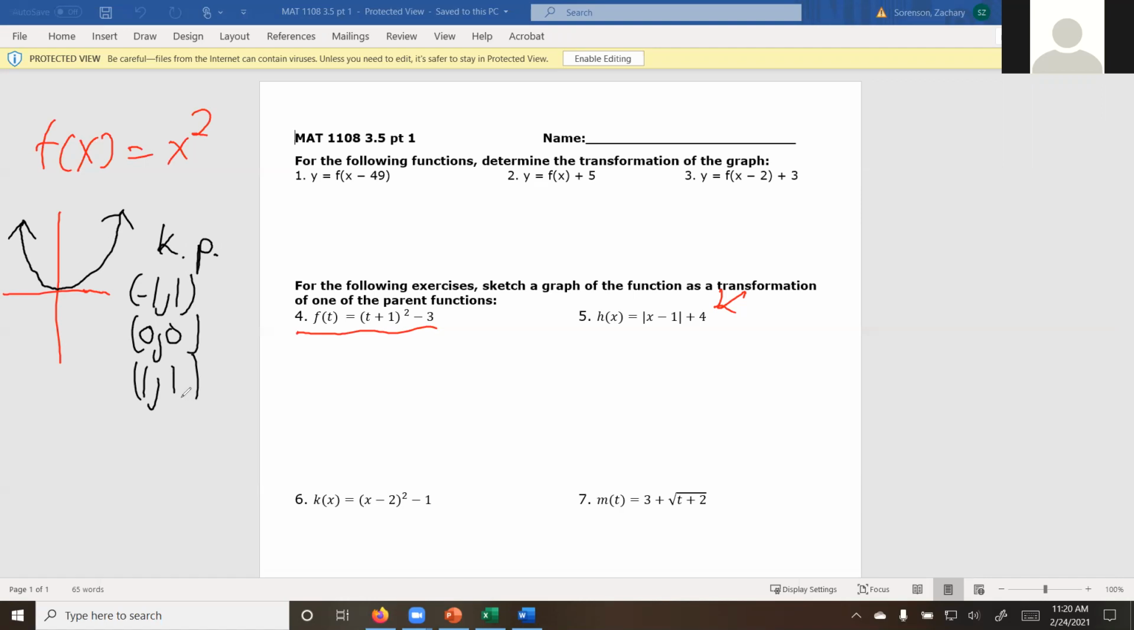Exact same thing that we saw with the absolute value case as far as key points go. Shape's a little bit different. Key points are the same. Square root graph, so this guy.